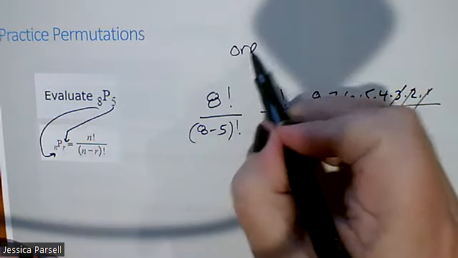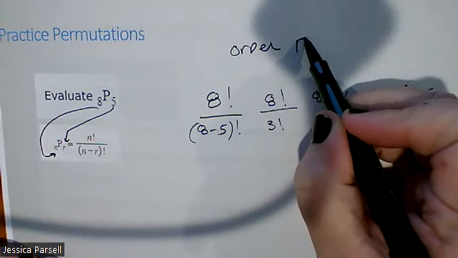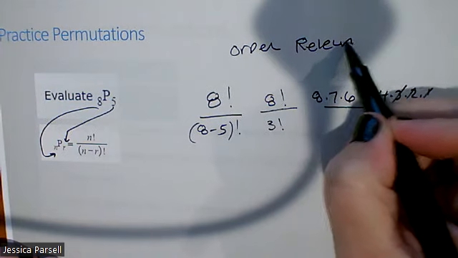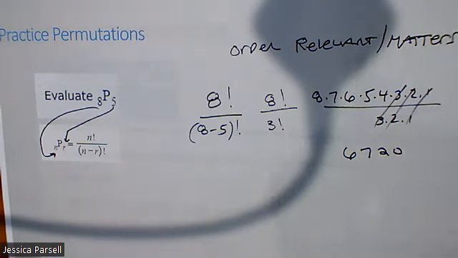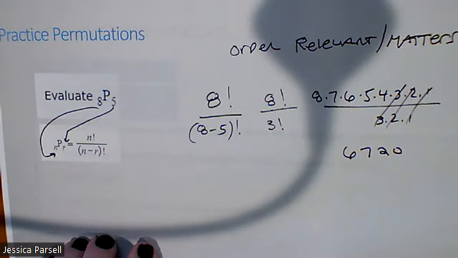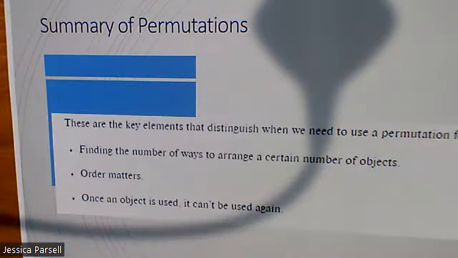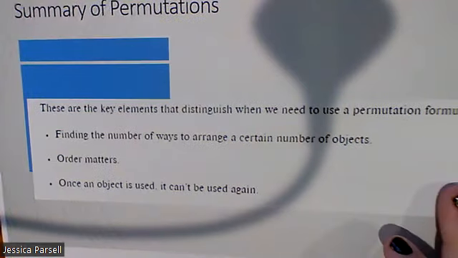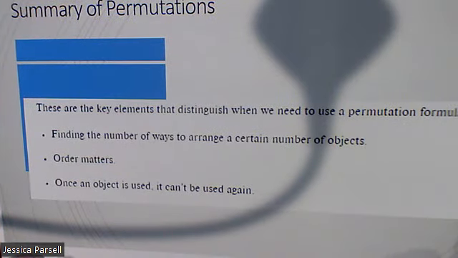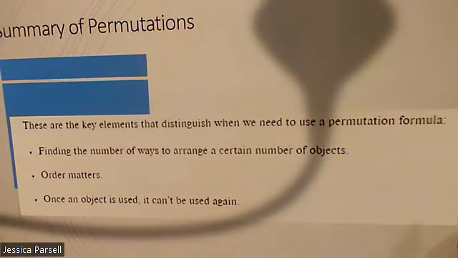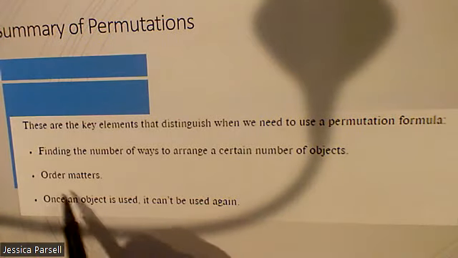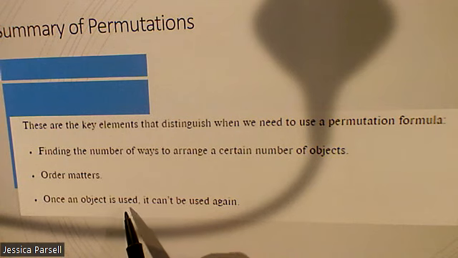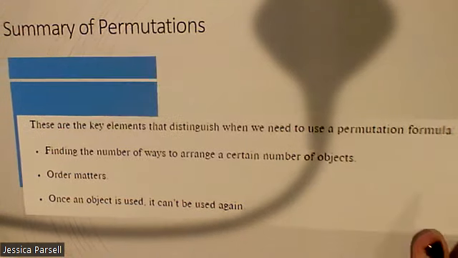And remember, this is where the order is. Sometimes they use the word relevant in ALEKS. I think about it as order matters. Okay, so that's permutations. Let's do a little summary of permutations. These are the key elements that we distinguish when we need to use a permutation formula. One, we need to find the number of ways to arrange a certain number of objects. Order matters, and once an object is used, it can't be used again.